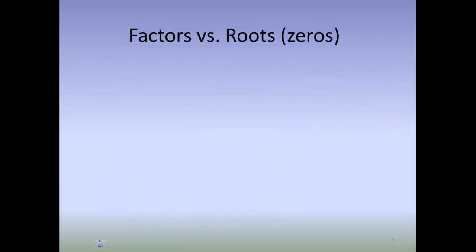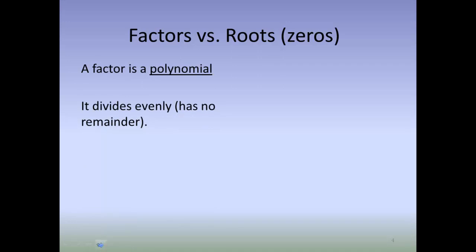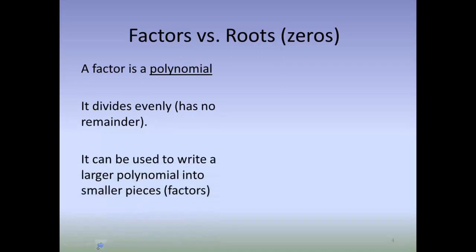Now in class we talked about things being a zero, and just now I talked about things being a factor. And it seems like both of them are doing the exact same thing, but the two words are pretty different. First of all, a factor is a polynomial. It divides in evenly, it has no remainder, and it can be used to write the larger polynomial into smaller pieces. But it is a polynomial. In this case, it was the binomial x minus 1, where when you have something called a root, it's the actual number that you're dividing by.